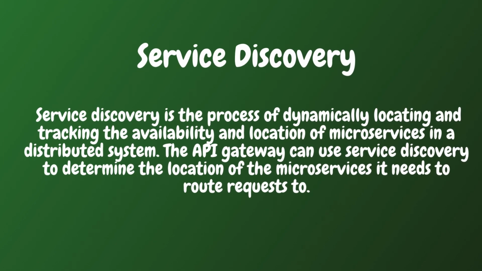Okay, service discovery. Service discovery is a process of dynamically locating and tracking the availability and location of microservices in a distributed system. The API gateway can use service discovery to determine the location of the microservice it needs to route a request to. I have given a complete video on this particular topic. You should go ahead and check it, so you will get a neat idea about what service discovery is, how exactly the pools get dynamically updated, and how the request will be hit to a good node instead of a bad node. If a bad node is down, it will automatically remove the bad node IP from the front-end pool. All those things, right?